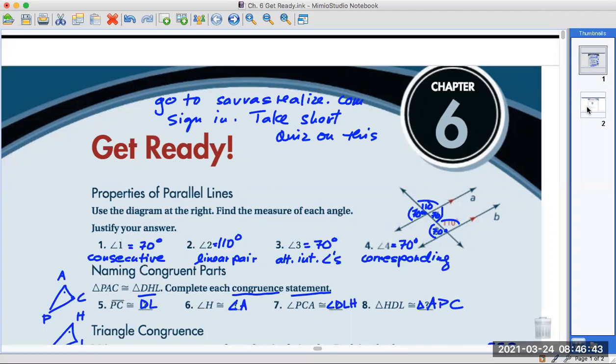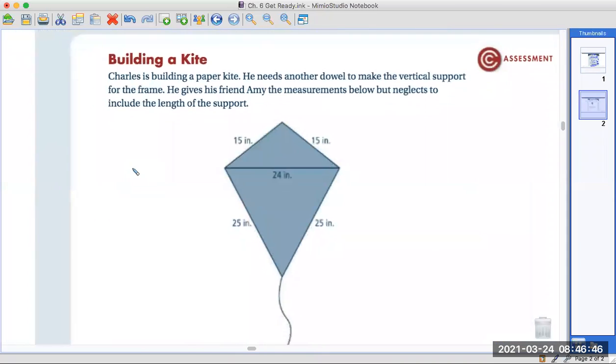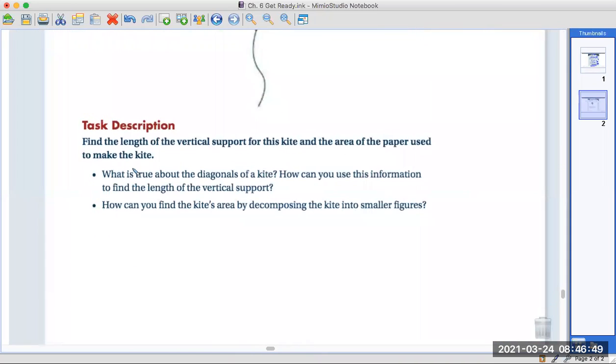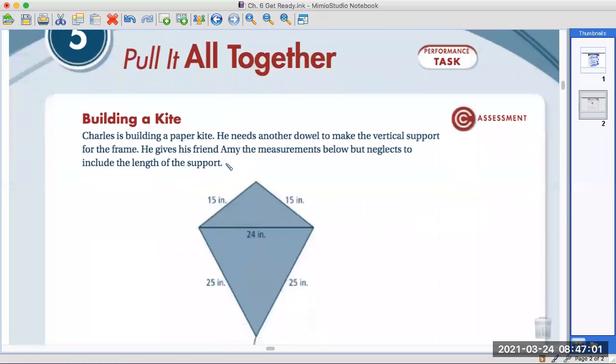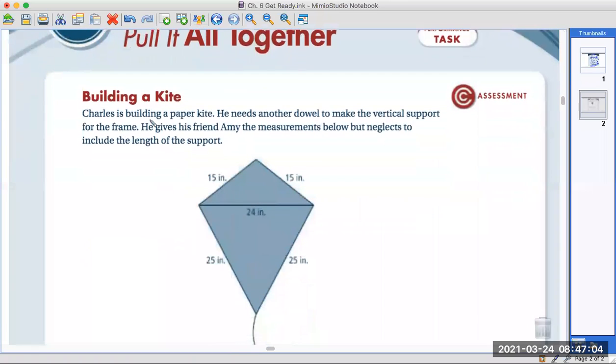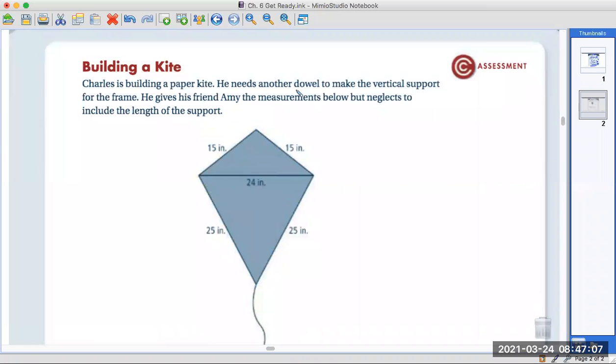There's another thing I would like you to look at, and this is on the page just opposite of Get Ready. So this would be page 334. And you're going to do this performance task. So I would like you to look at this kite. Charles is building a paper kite. He needs another dowel, which is like a wooden stick, to make a vertical support, so that type of support for the frame. So the wooden stick would go from here to here.